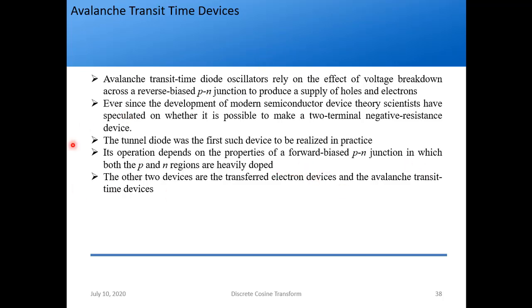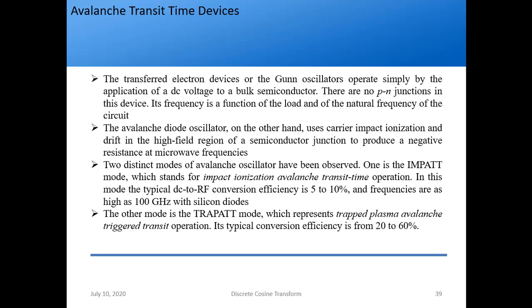We saw that the transferred electron device, which is nothing but the Gunn oscillator or Gunn diode, operates simply by the application of a DC voltage to a bulk semiconductor, that is a GaAs semiconductor, and there are no PN junctions in this device. Okay. It depends on the natural frequency of the resonant circuit. But an avalanche diode oscillator uses carrier impact ionization and drift, that is the velocity, in the high field region of a semiconductor junction. So what is this? This we'll see today.